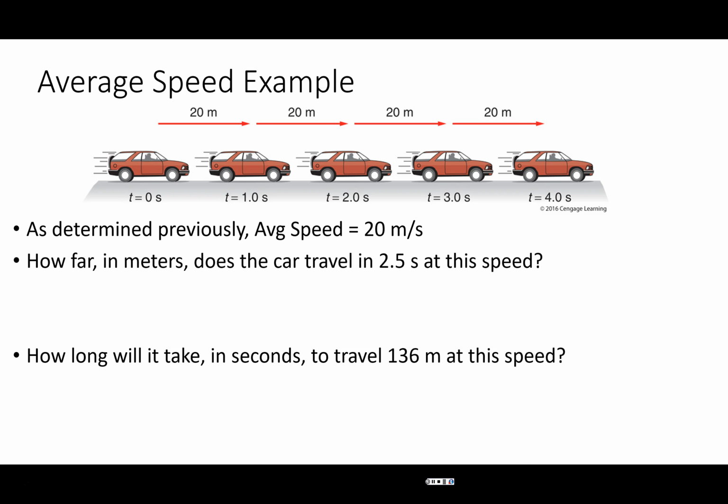I have a follow-up question. How long will it take in seconds to travel 136 meters at this speed? To work the second problem, what will my first number be? 136 meters. I'm going to go ahead and put it over 1. Now, how can I use my 20 meters per second to my advantage to have meters cancel? Yep, flip it. Very good. I'll put 20 meters in the bottom, 1 second in the top.